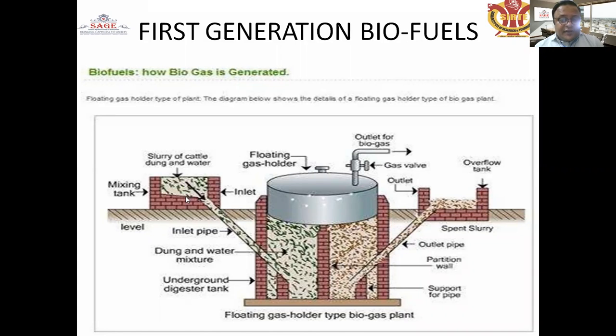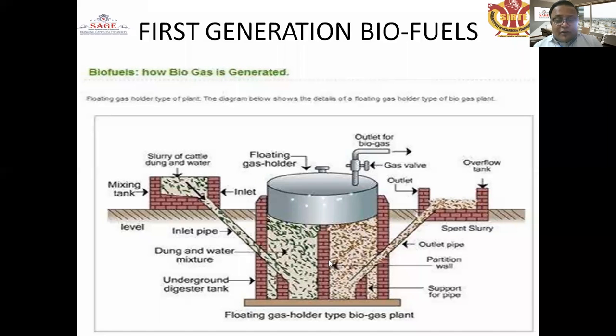It is here, the inlet pipe which is connected to the system. The dung and water mixture is connected in this system. The underground digester tank is connected to the system. The outlet pipe is connected to the spent slurry overflow tank and the partition wall.